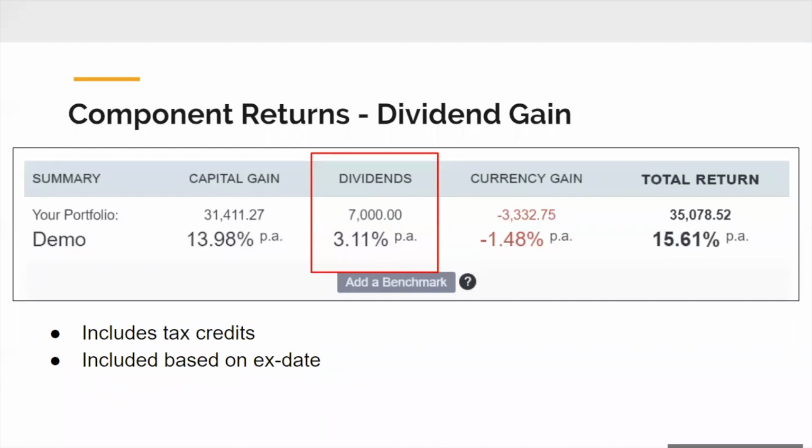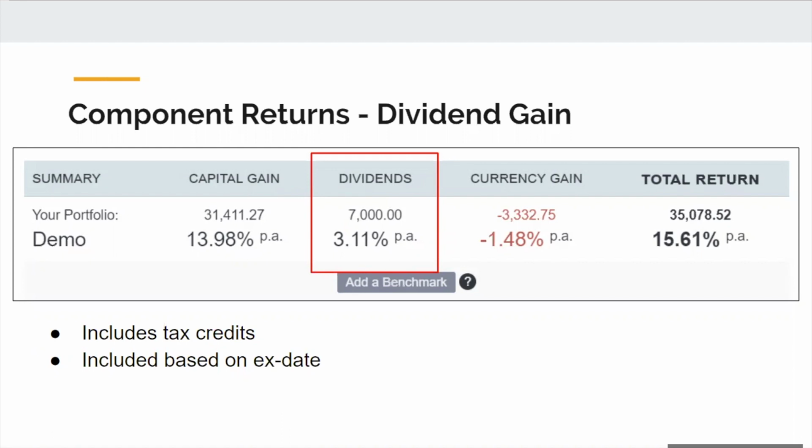Sharesight solves this problem, of course, by automatically populating and recording dividends, to the best of our ability. You can also edit that data and manually record your own dividends. So it's important, of course, to get your dividend entered correctly for tax purposes, but it also allows you to get a more accurate picture of your portfolio performance.